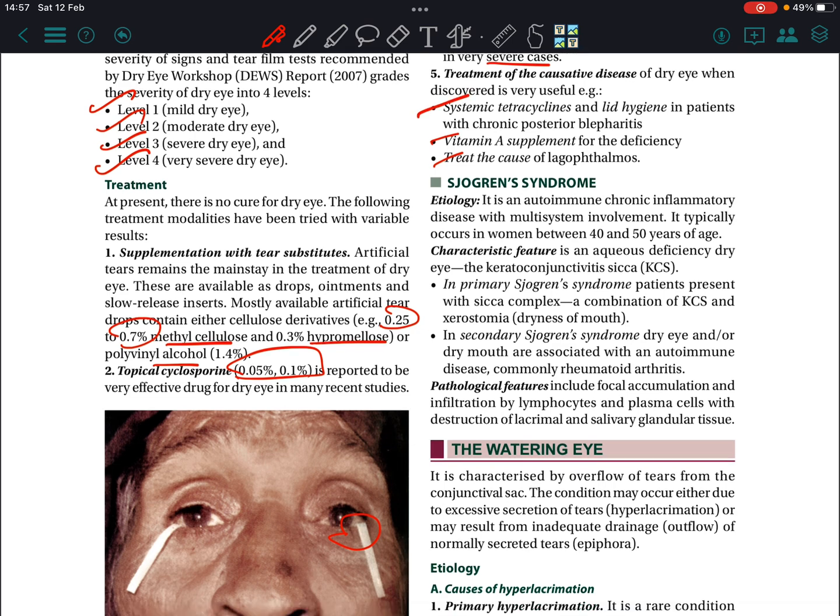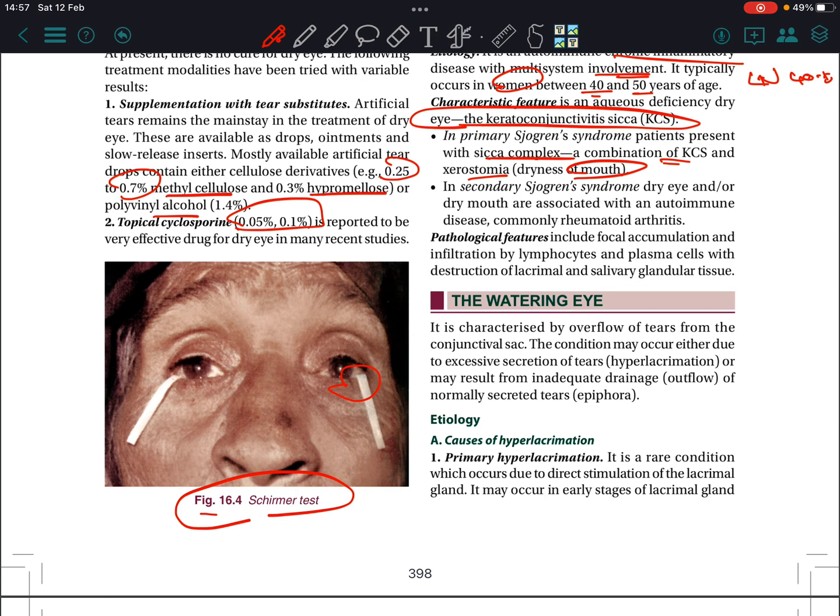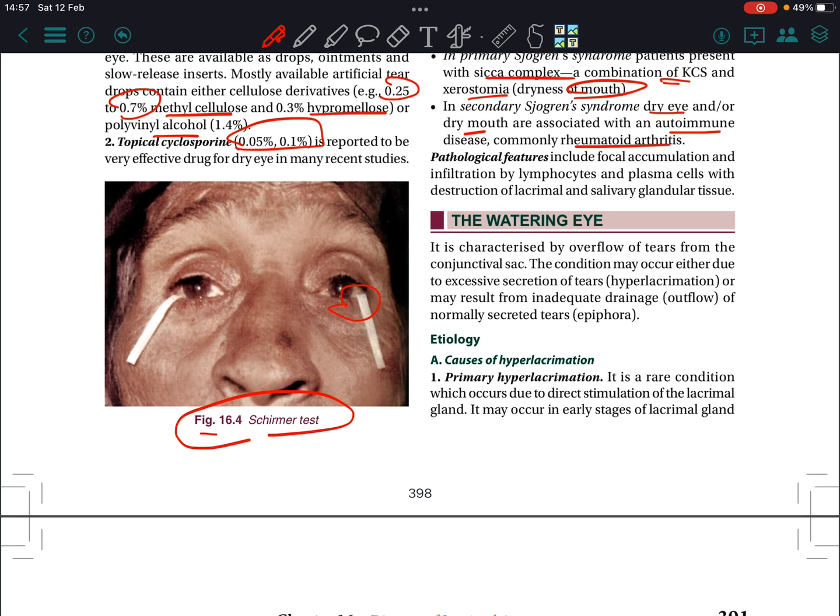Systemic tetracycline. Sjogren syndrome is an autoimmune chronic inflammatory disease with multi-system involvement. It typically occurs in women between 40 to 50 years of age. The characteristic feature is keratoconjunctivitis sicca, dry eye. Primary Sjogren syndrome patients present with the sicca complex, a combination of dry eye with xerostomia, dryness of mouth. In secondary Sjogren, dry eye or dry mouth is associated with an autoimmune disease, commonly rheumatoid arthritis.